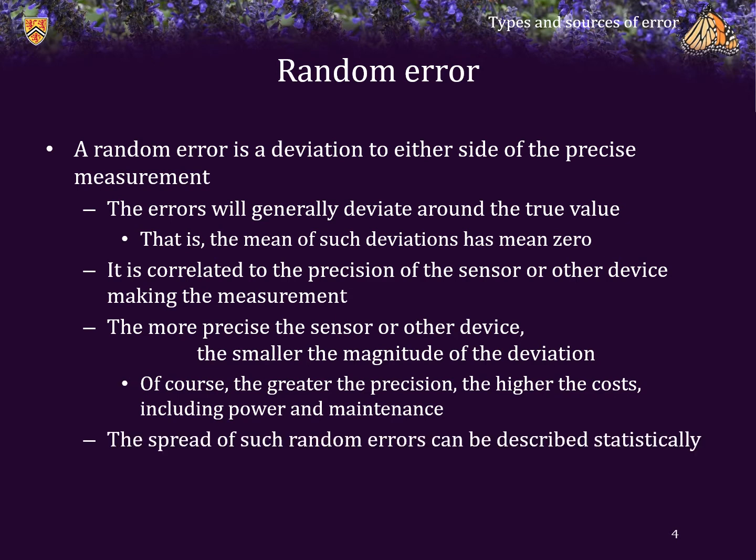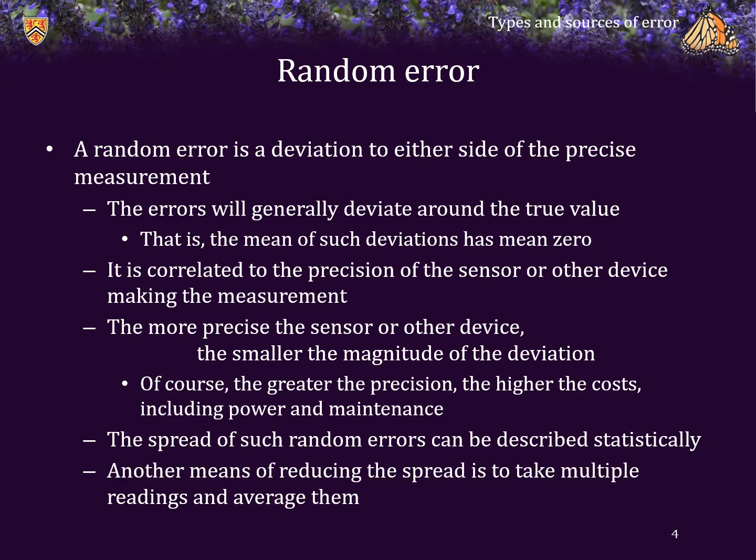Now, fortunately, the spread of such random errors can be described statistically, and we can make use of tools in statistics to compensate for random error. The most common way of at least reducing the spread is to take multiple readings and average them. But of course, an issue with taking multiple readings is that this incurs higher costs.